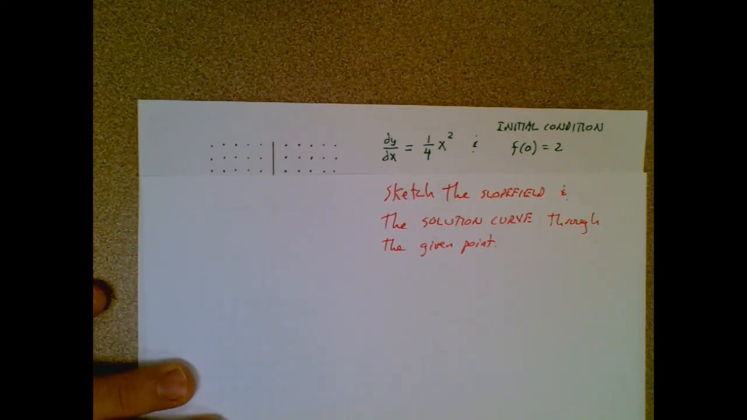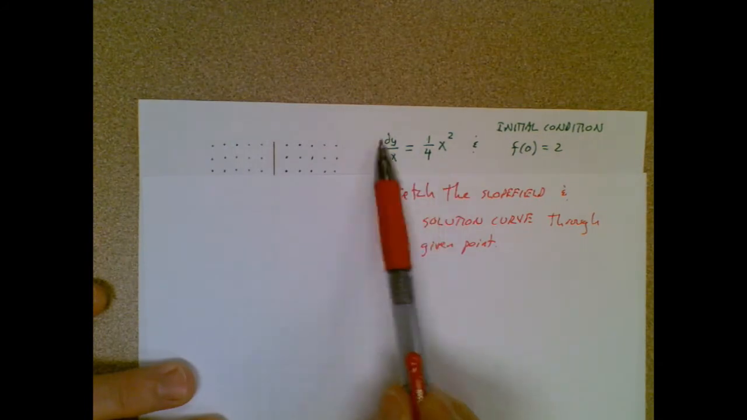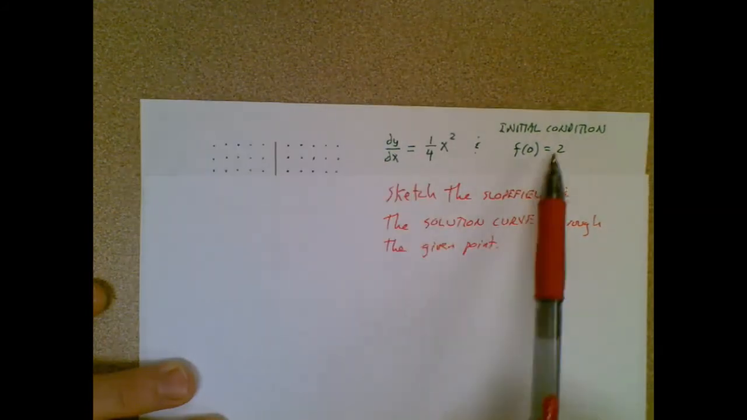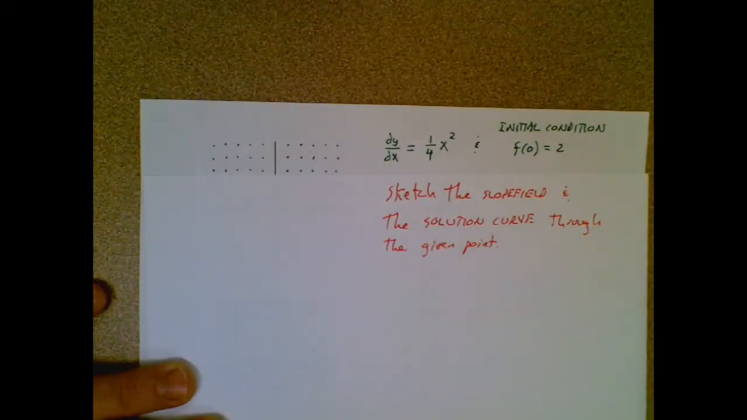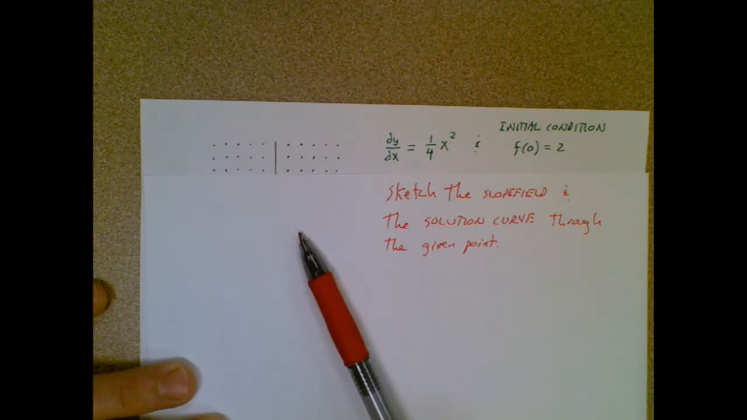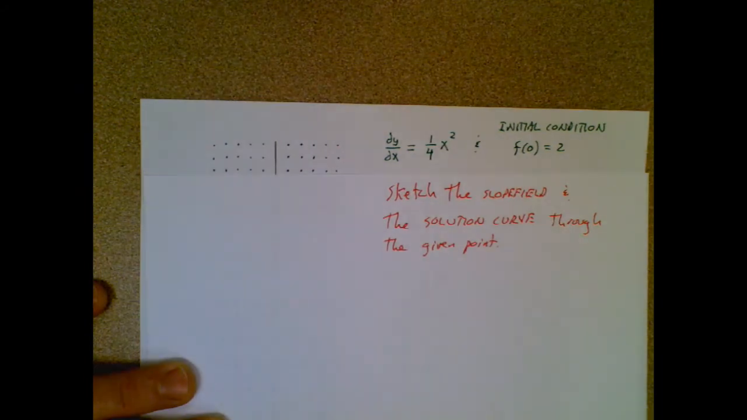So if you look at this situation, you have what looks like a differential equation and this thing called the initial condition. And the instructions for a problem like this in the slope field world would say sketch the slope field and the solution curve through the given point. Well, the first thing we're going to do is sketch that slope field.